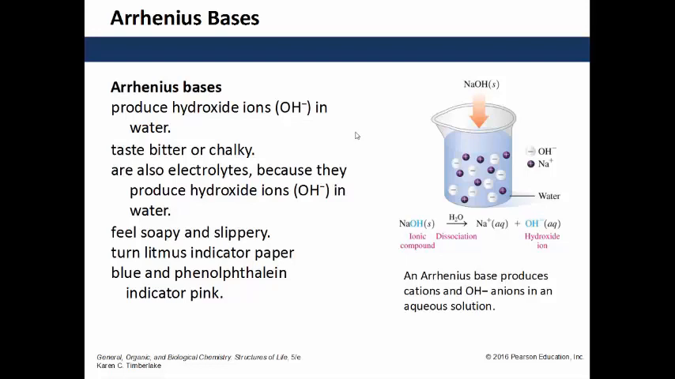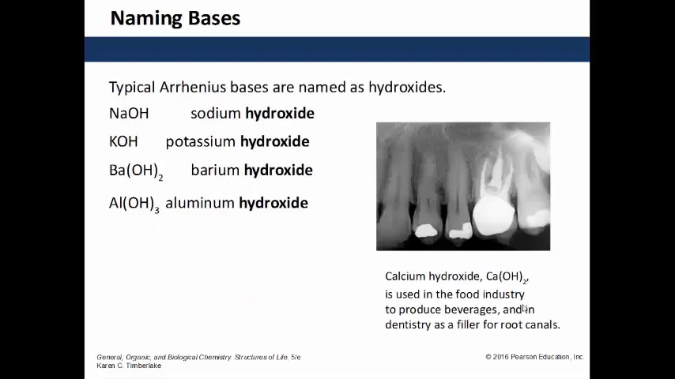The example that you're given here, sodium hydroxide, when it dissolves in water or dissociates in water, will give you the sodium ion, Na+, and also the hydroxide ion, OH-. So this type of base will produce a cation and then also the hydroxide ion. Now when it comes to naming bases, these are named as hydroxides. So NaOH, sodium hydroxide, KOH, potassium hydroxide. So all you're really doing is naming the first part of the compound and then adding hydroxide at the end. So barium hydroxide, aluminum hydroxide.